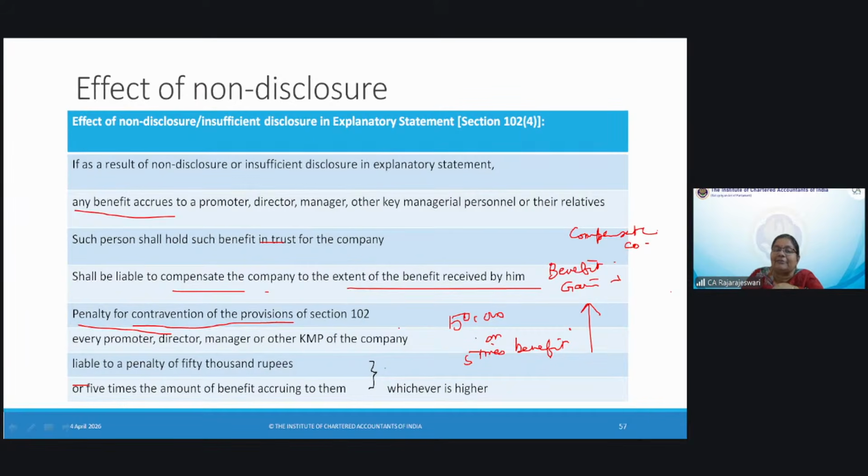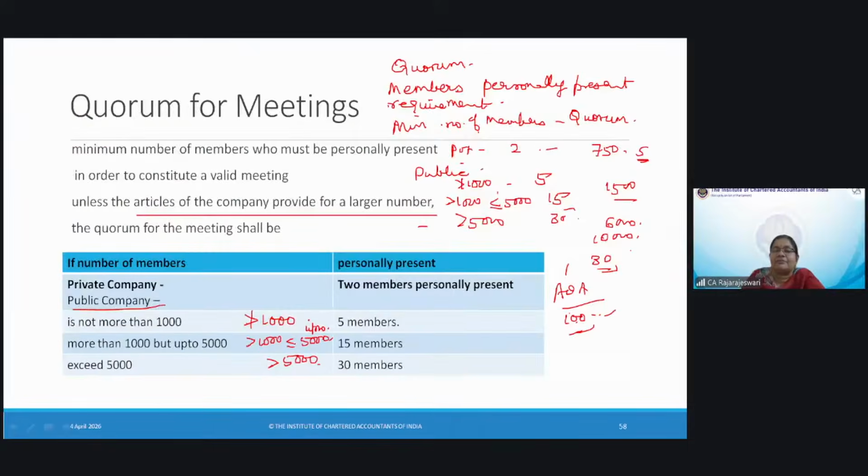It is not saying a flat penalty of 50,000 rupees. He has to compensate for the non-disclosure, the benefit received by him, to the company. So here it is a bit tricky. You have to read carefully. Suppose it had given the penalty option, both or 5 times the amount of benefit accruing to him. I have included only the first option in that MCQ. So what should be the answer?